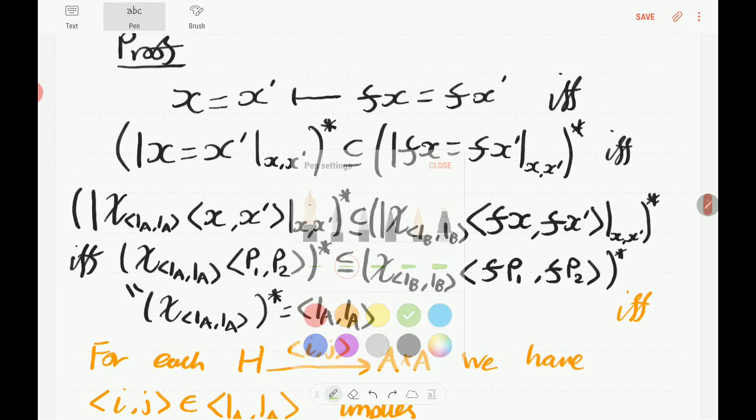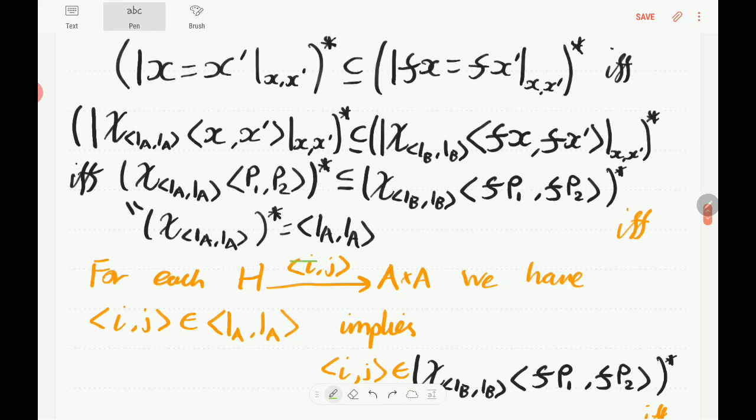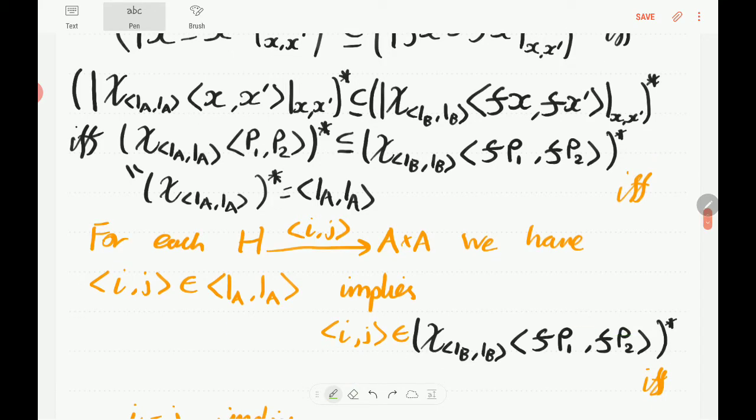Now we can rewrite this now because we're basically saying that one subobject is contained in another. So an equivalent way to say that is for every arrow I comma j from subobject h into A times A, we have that I comma j is in the first subobject implies I comma j is in the second subobject. So basically this thing's equivalent to saying that I comma j is in identity A comma identity A always implies I comma j is in the subobject classified by chi of identity B comma identity B after f of P1 comma f of P2.